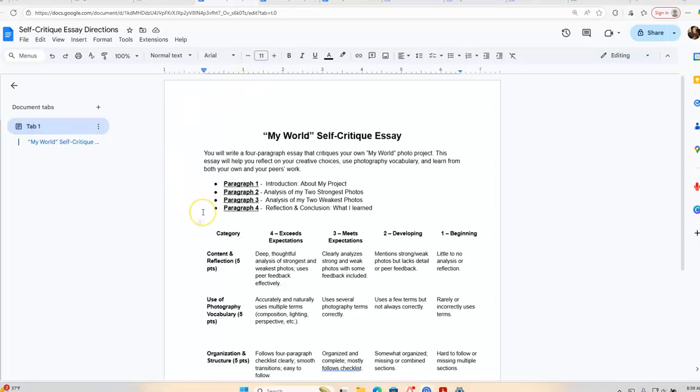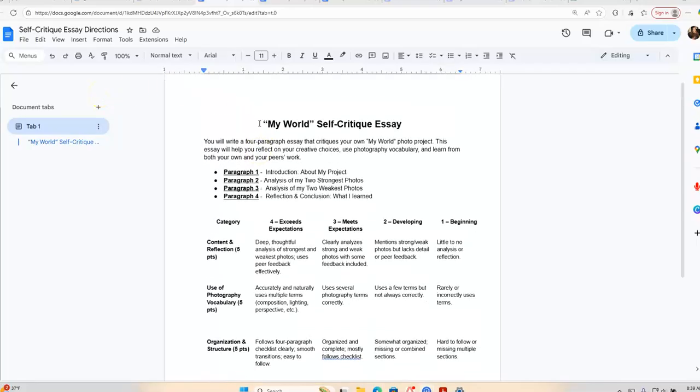So I am starting on the document that is the directions. You guys have access to this on Google Classroom. So after you watch the video, if you need to, you are more than welcome to pull up this document and take a closer look yourself. But as it says, you are going to be writing a 4-paragraph essay. I'm going to say that one more time. It is going to be a 4-paragraph essay. And the purpose of this essay is to critique your own My World project.